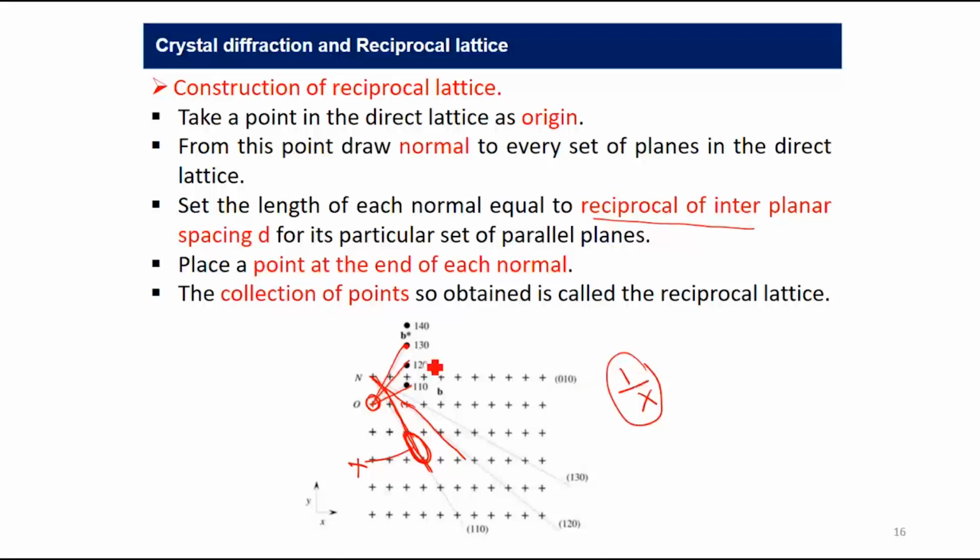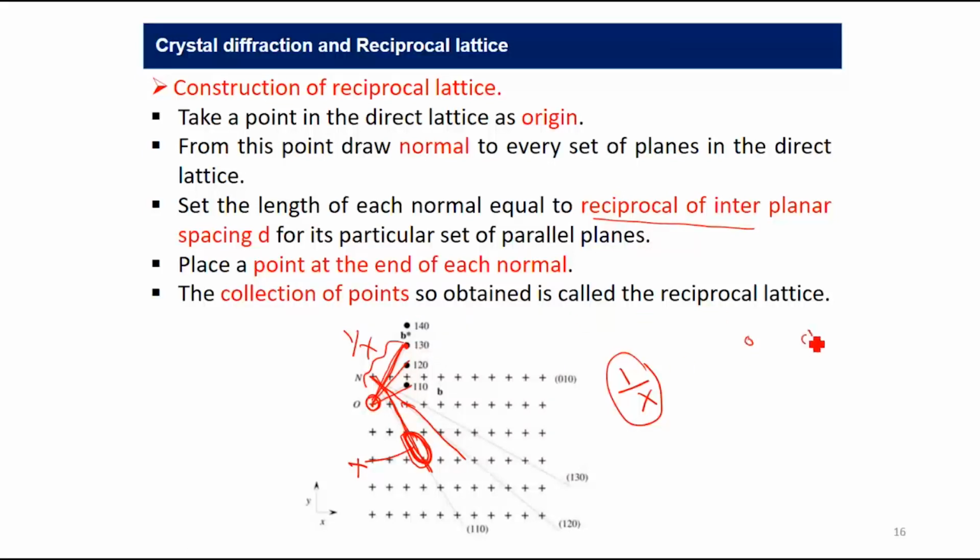And this I have to make of a length of 1 by x. Are you able to see why it is called reciprocal lattice? Because its length from this origin is equal to the reciprocal of the actual length in case of the distance between the atoms. Okay. So set the length of each normal equal to the reciprocal of interplanar spacing d for its particular set of parallel planes. Place a point at the end of each normal. The collection of points so obtained is called the reciprocal lattice.